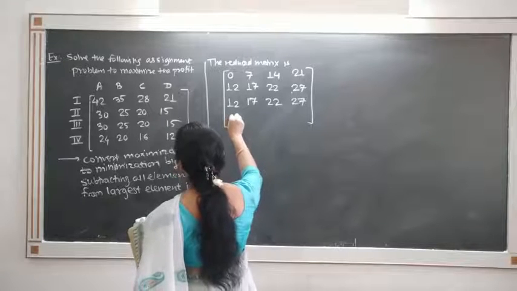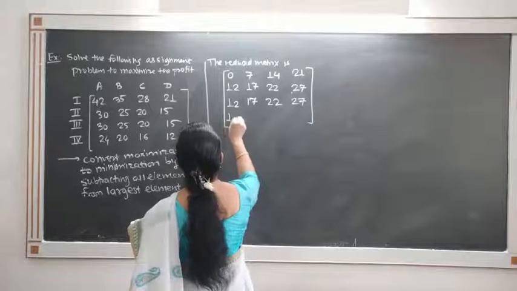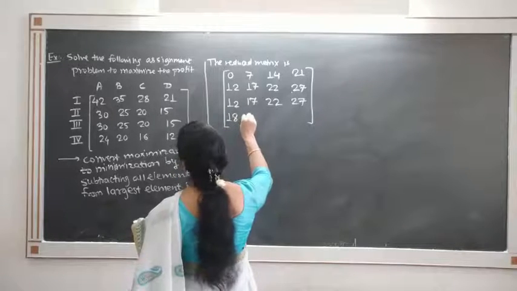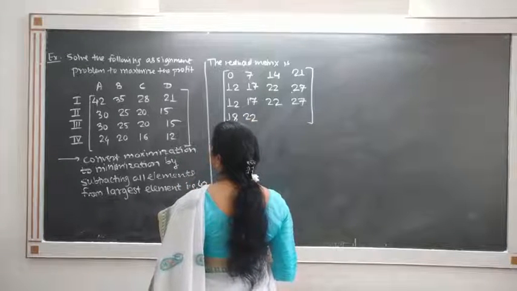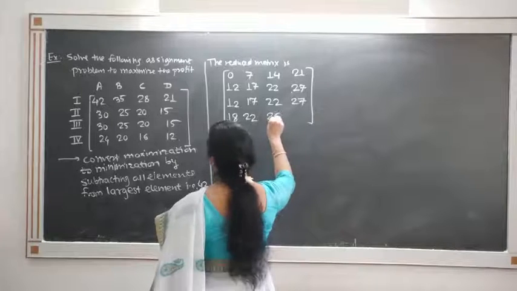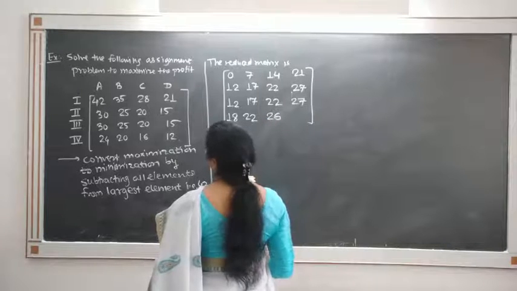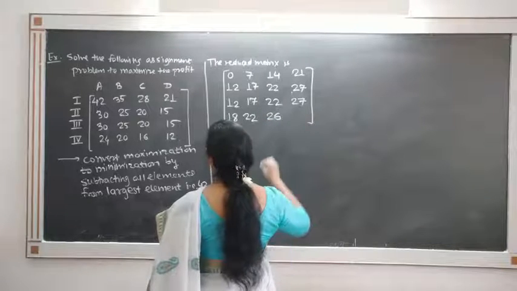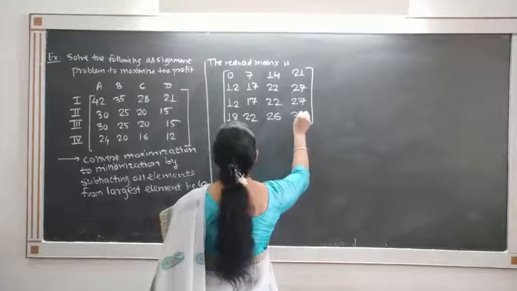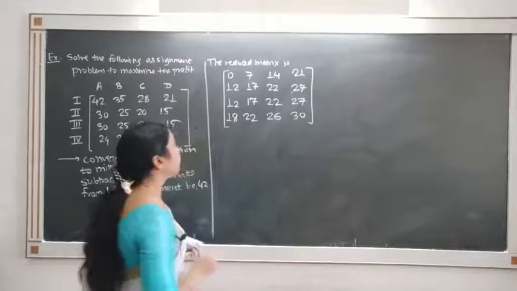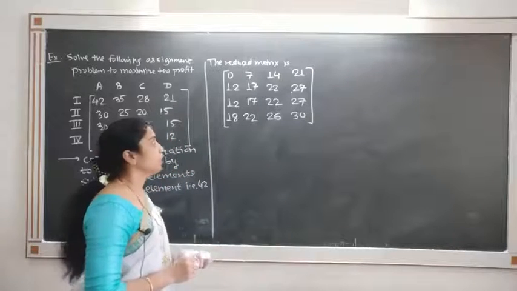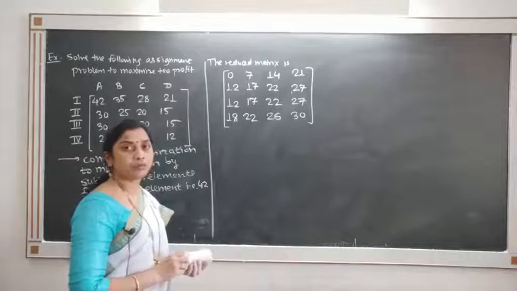42 minus 24, 42 minus 20, 42 minus 16, and 42 minus 12. Now, minimization problem. So use Hungarian method.